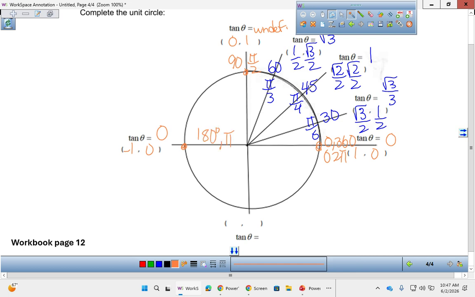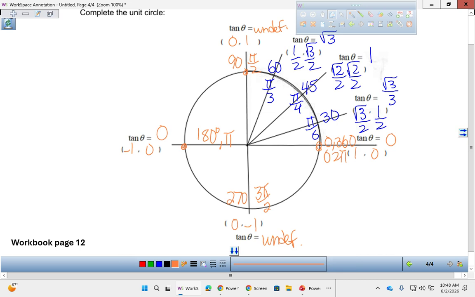And then finally, this is (0, -1). That's 270, 3 pi over 2. Tangent is undefined there. You do not need to know every little aspect of this circle. Like if you forget a part, you're still probably going to be fine, okay? There's just a few questions where you need to refer to it. So the basics are important.